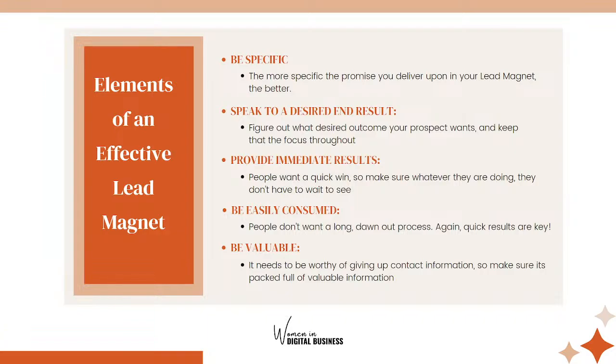So make sure whatever they are doing, they don't have to wait to see. This is why a digital asset and product works really well, because it can be delivered immediately. You want it to be easily consumed. People don't want a long drawn out process. Again, quick and easy results. No one wants to know that they've got to do a 6-month diet plan to get the end results that they want. Okay, and you want this to be easily consumed because you want them to eventually buy from you, even if it's what I call entry point products and it's something small.